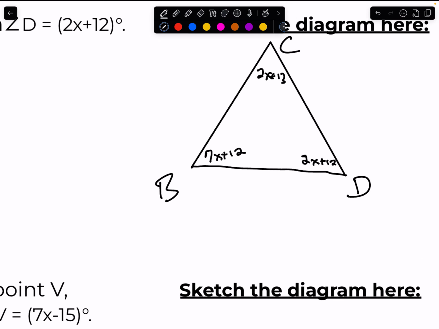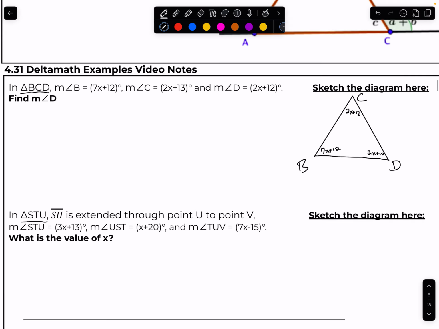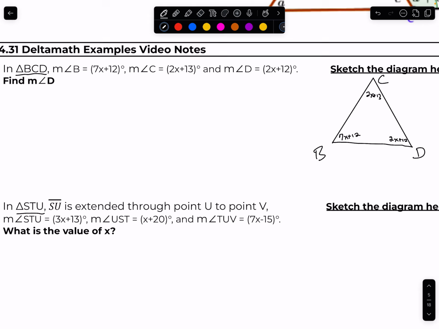vertices, okay? So now inside a triangle, we've got 180 degrees, so we know we can add up all these values and then set them equal to 180 degrees. So I've got 7x plus 12 plus 2x plus 13 plus 2x plus 12 is equal to 180 degrees.